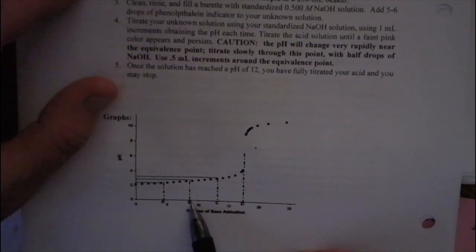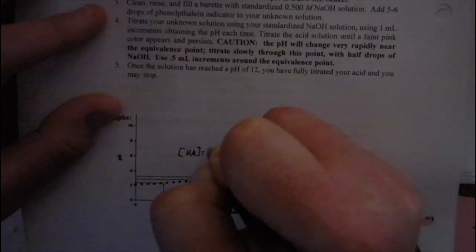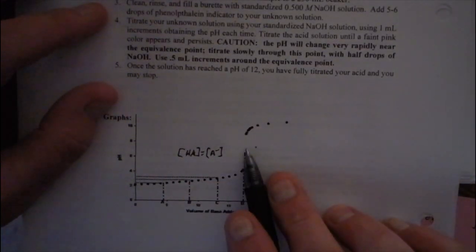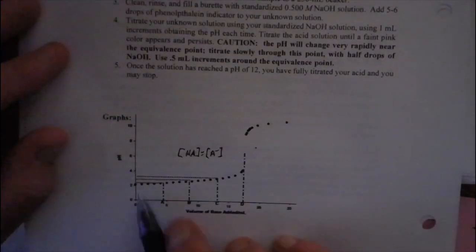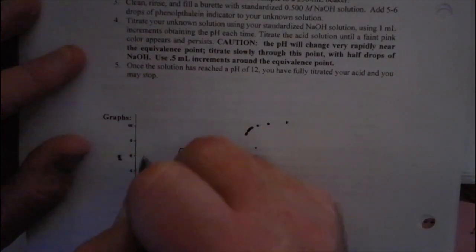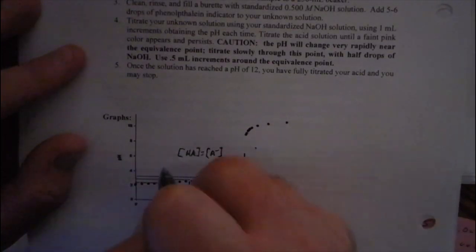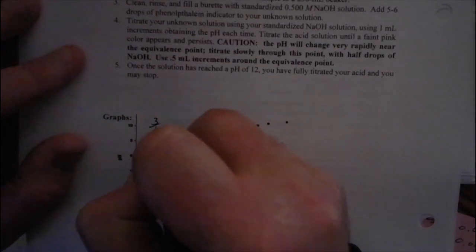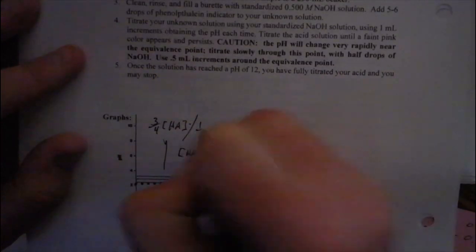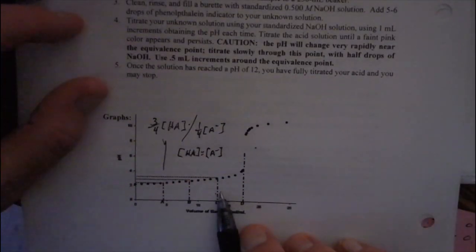If we start with our acid, this is where the acid equals the conjugate base, right? This would be the equivalence point, right? So that means here the acid would be, how do you do that? We would have here 3/4 HA and 1/4 A minus, right?